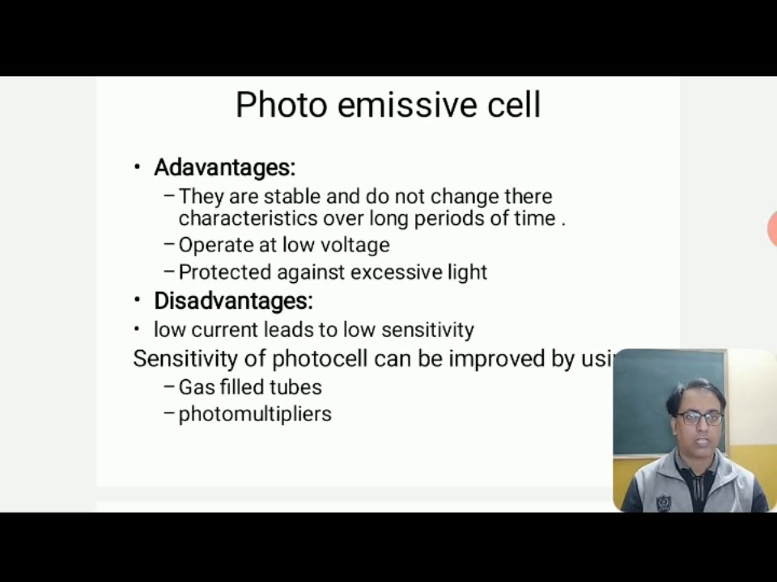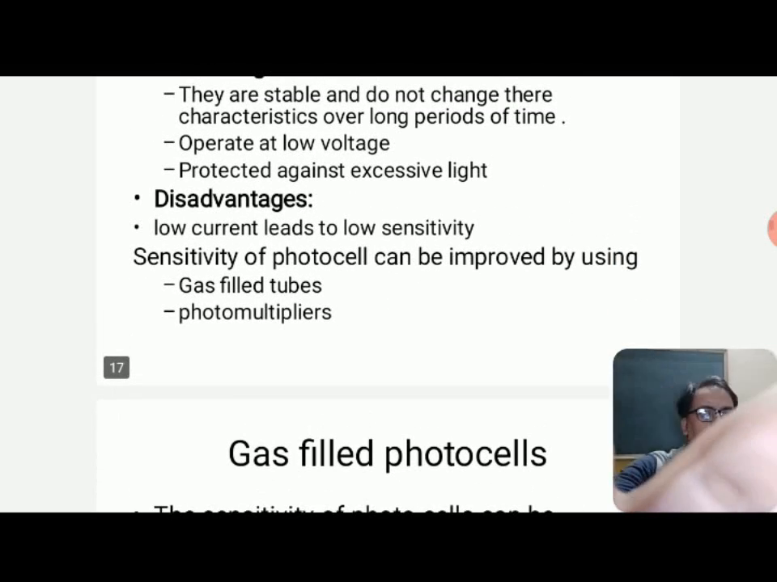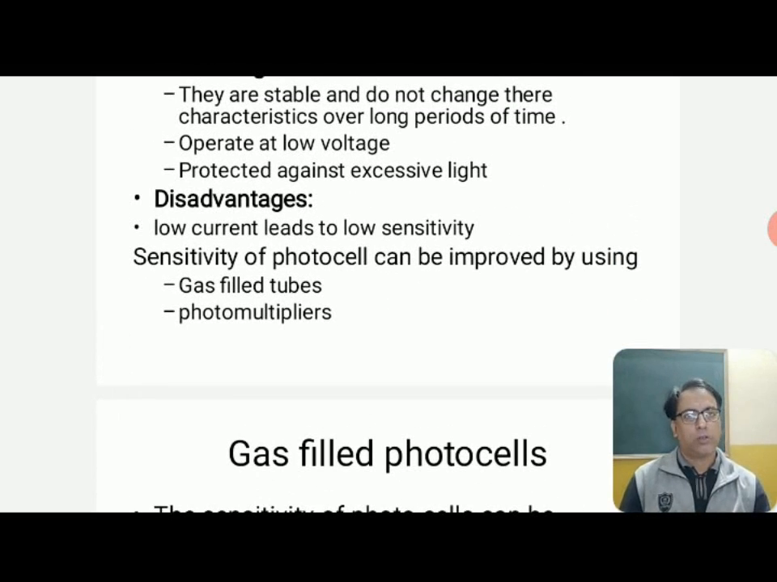And what are the disadvantages? Low current leads to low sensitivity. You can see that the current values are in the microampere range. Therefore, there is low sensitivity due to the low current. The sensitivity of the photocell can be improved by using the following.